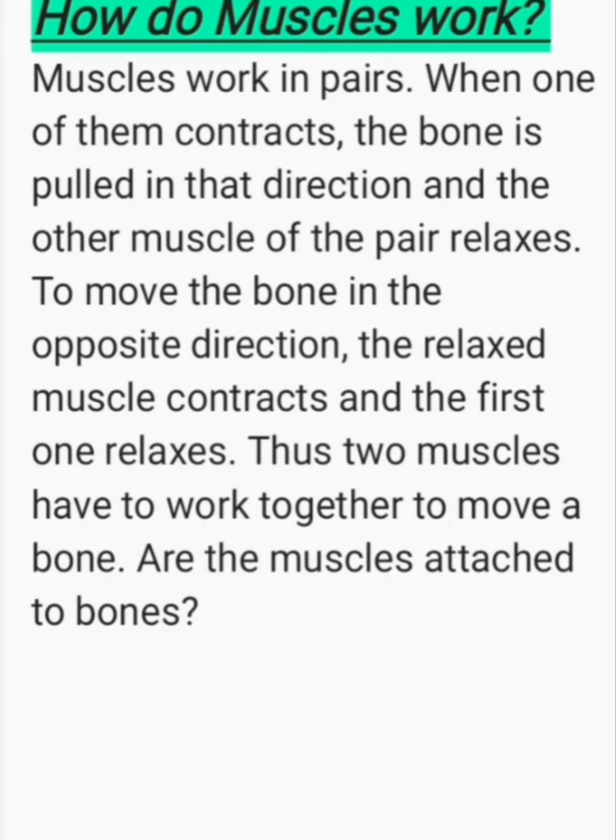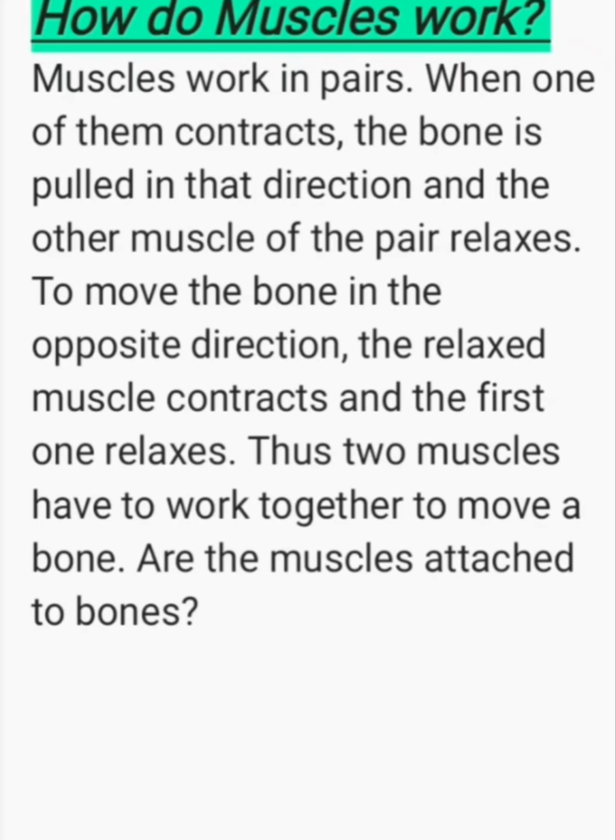How do muscles work? Muscles work in pairs. When one of them contracts, the bone is pulled in that direction and the other muscle of the pair relaxes. To move the bone in the opposite direction, the relaxed muscle contracts and the first one relaxes. Thus, two muscles have to work together to move a bone.